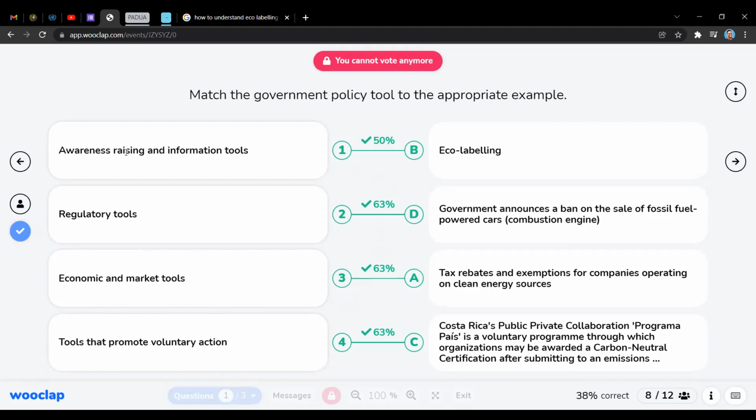And then you've got awareness raising and information tools. I deliberately put eco-labeling because if I put media, you already know that is a way of raising awareness. But what is eco-labeling? It is basically labels on appliances, machines and products that show you how efficient they are at saving energy. I'm sure you know this, maybe you might not have known the name. Let me just show you on Google.